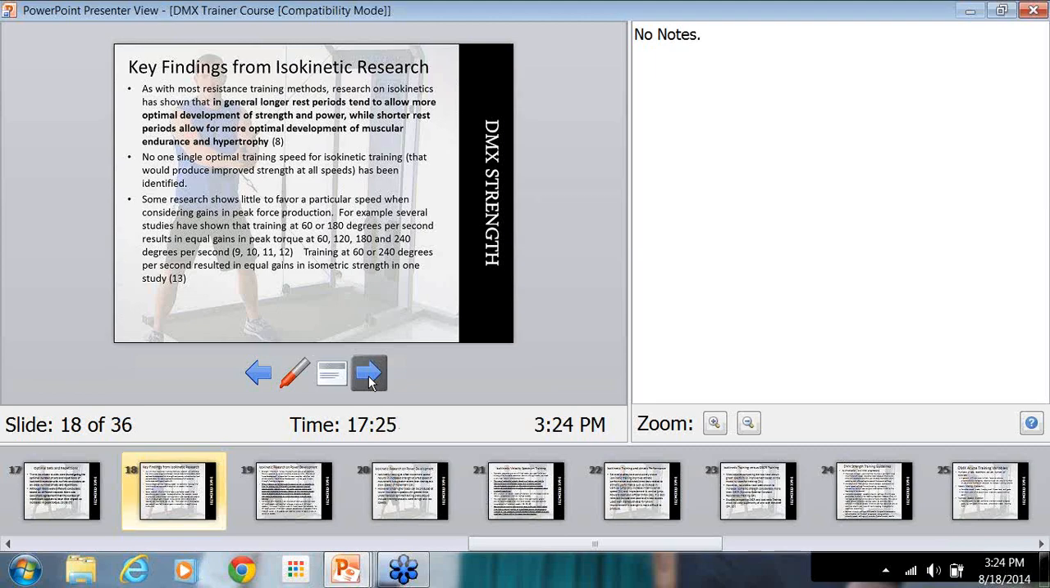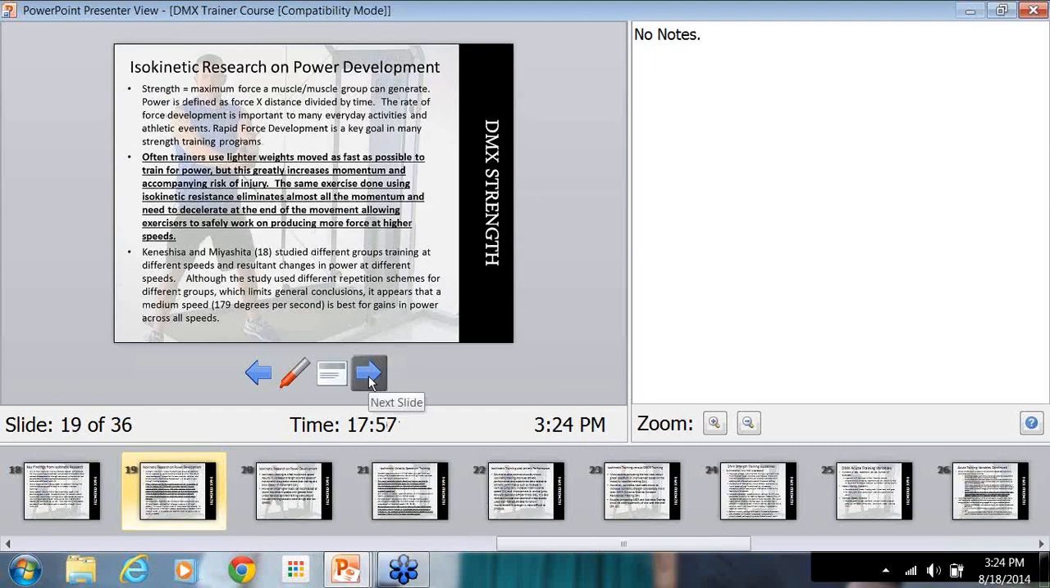There is no single optimal training speed for isokinetic training. There's no one magic speed that's going to do everything. That's also been looked at intensively in several studies. Some research shows there's little evidence to favor a particular speed when considering gains in peak force. In other words, if you just want to gain the ability to produce as much force as possible, it's not necessarily that there's one magic speed, as you can see reflected in this slide and the results of the study that it's summarizing.